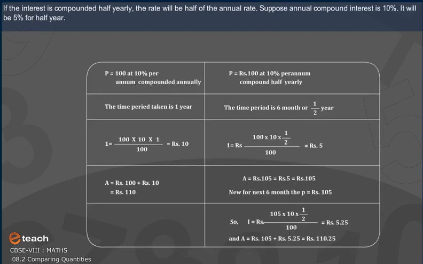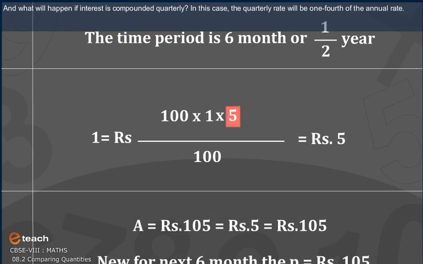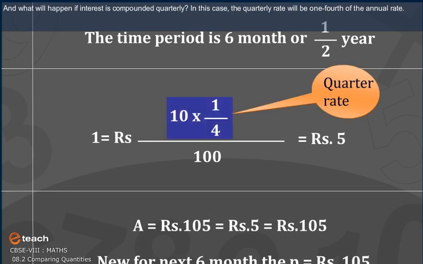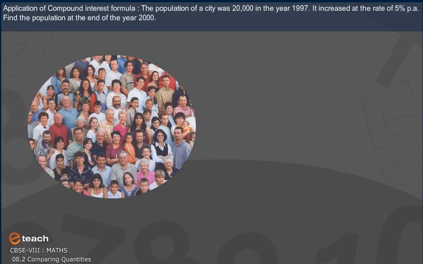If the interest is compounded half-yearly, the rate will be half of the annual rate. Suppose the annual compound interest rate is 10%. It will be 5% for half-year. And what will happen if interest is compounded quarterly? In this case, the quarterly rate will be 1/4 of the annual rate.